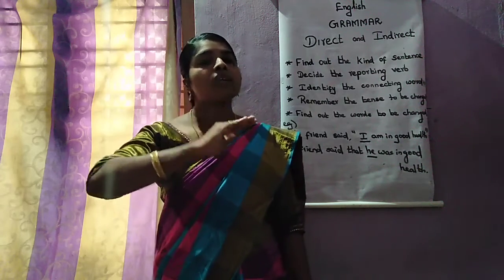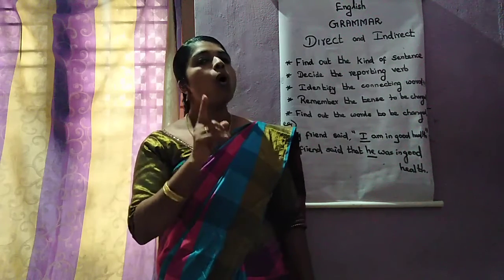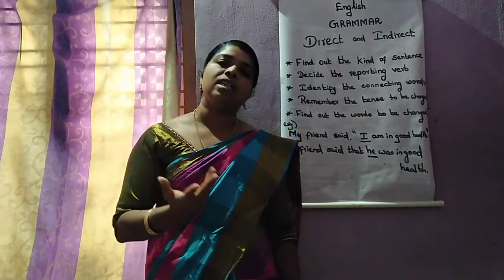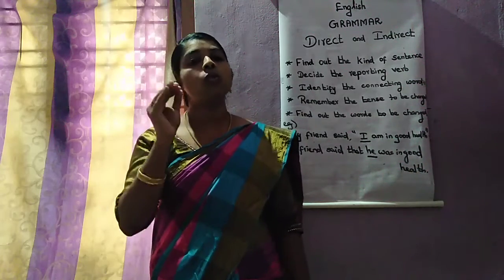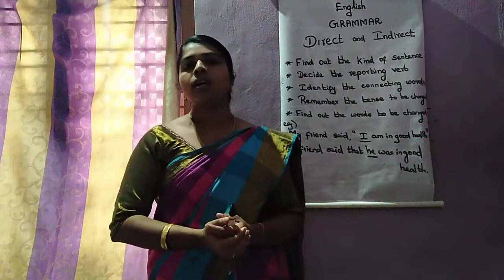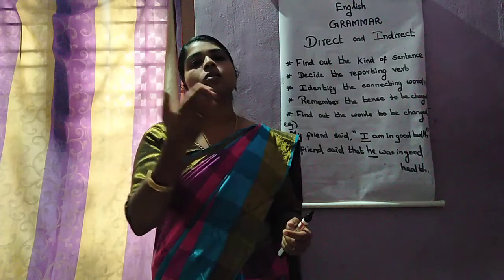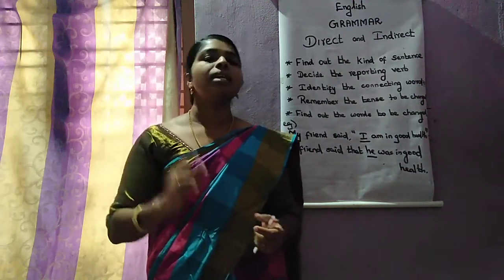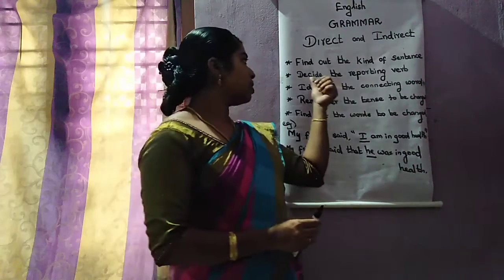What's the first rule? To change direct to indirect, you have to identify what kind of sentence it is. This is very important. If you know what type of sentence it is, only then can we change it. Okay. First keep that in mind. Now you may understand how to find it. Is it a declarative sentence, imperative, interrogative or exclamatory? Okay.